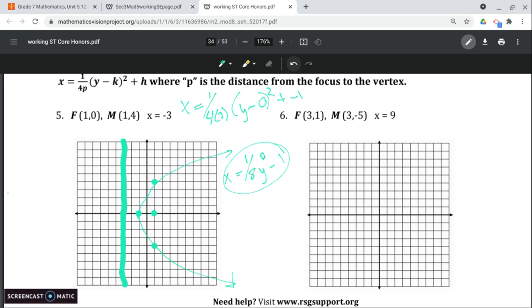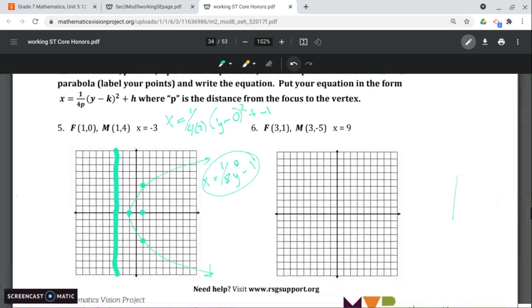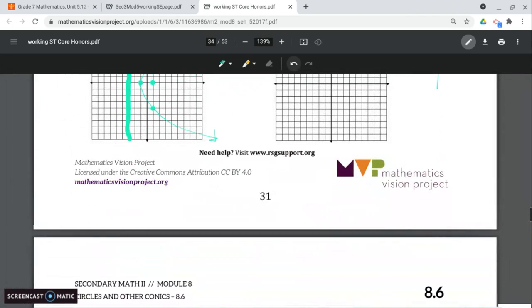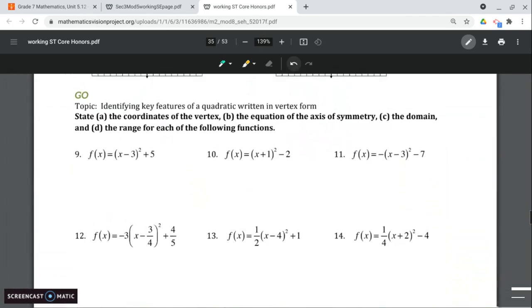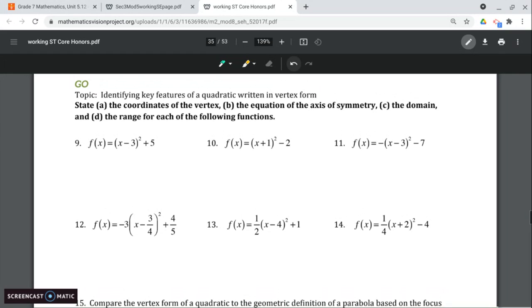The next section: identifying key features of a quadratic written in vertex form. The coordinates of the vertex, the equation of the axis of symmetry, the domain, and the range for each function. So for A, the coordinates of the vertex, we have (3, 5). B, the equation for the axis of symmetry is x equals 3.